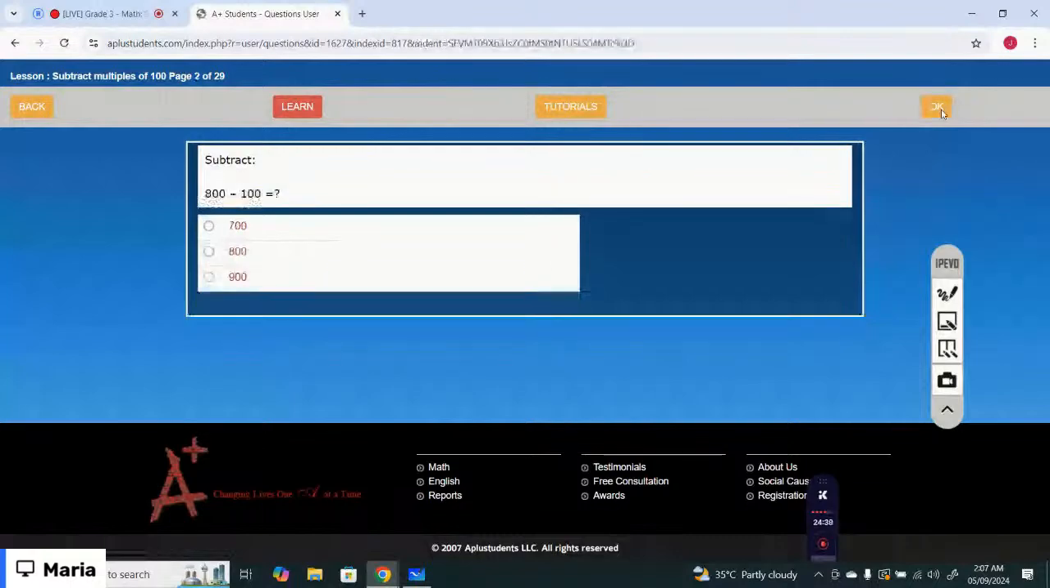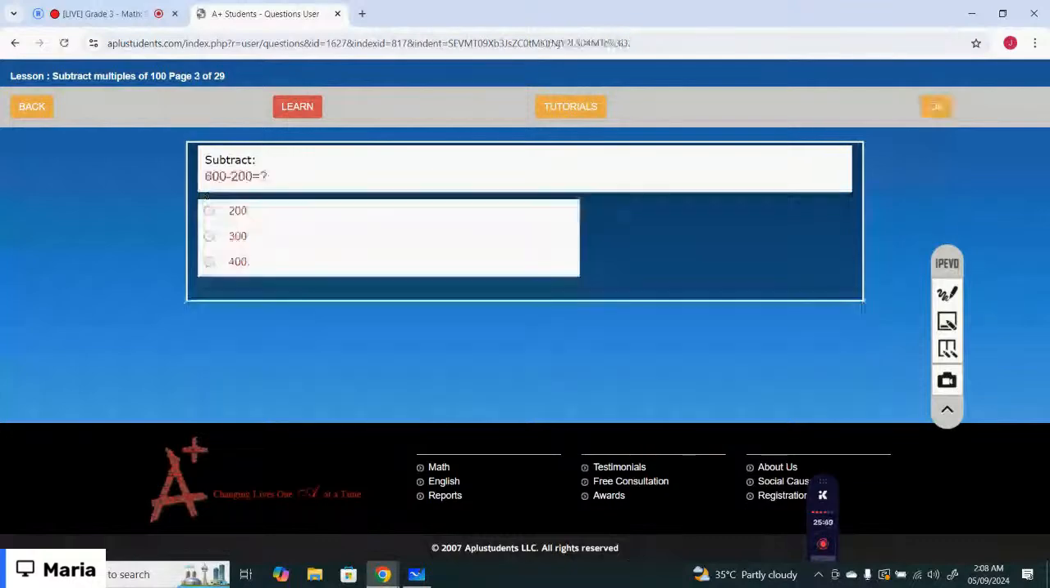The next one is subtract 800 take away 100. Yes, 800 take away 100. So which is the correct option? Yes, that is 800 take away 100 is 700. Option number 1 is the correct option, right?